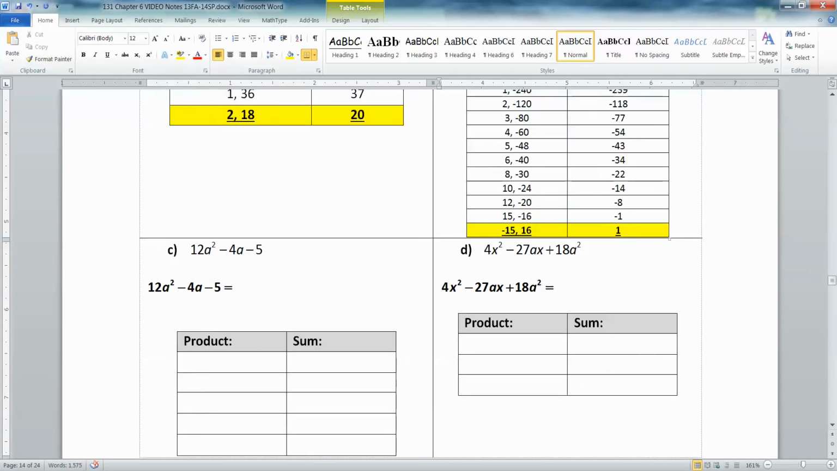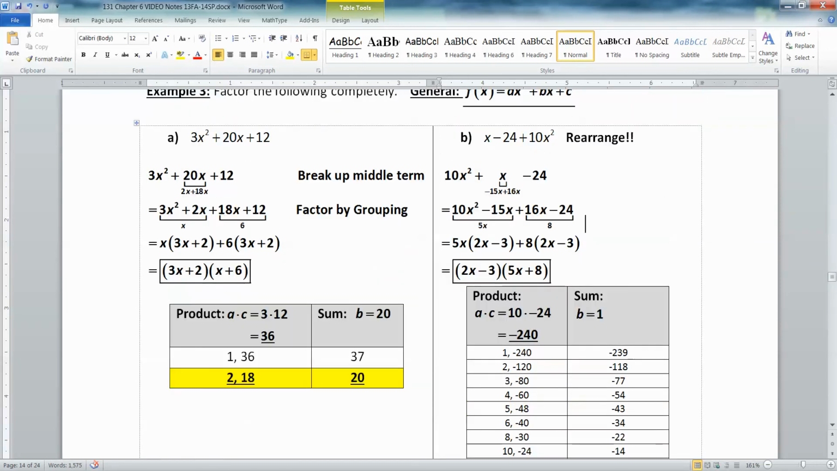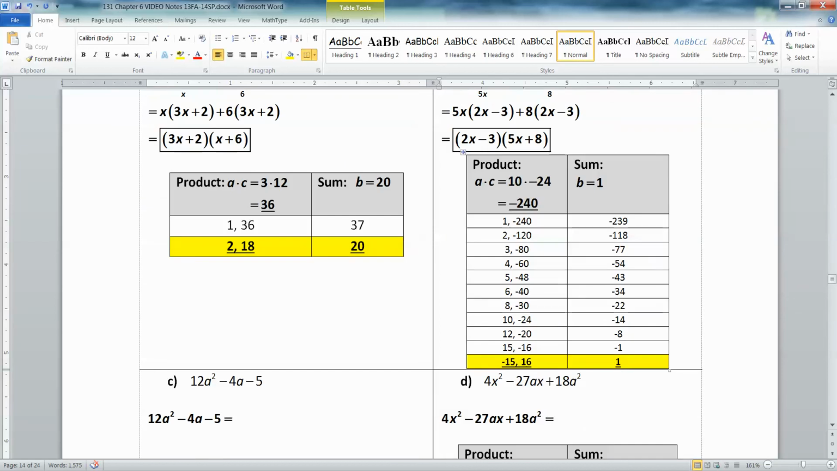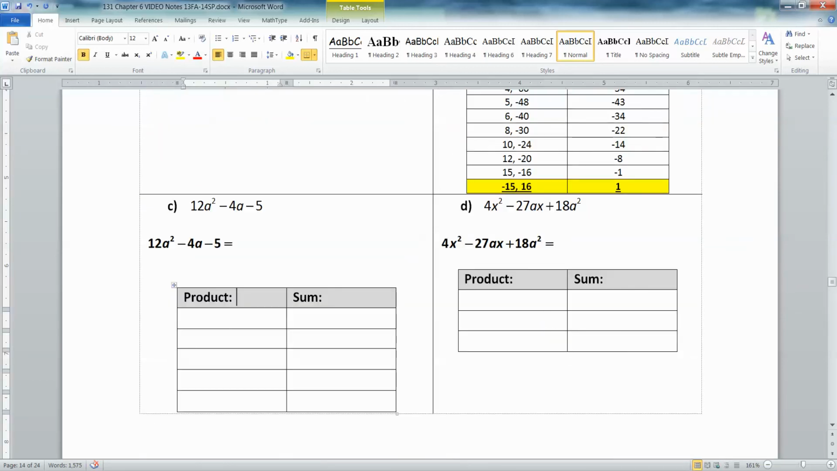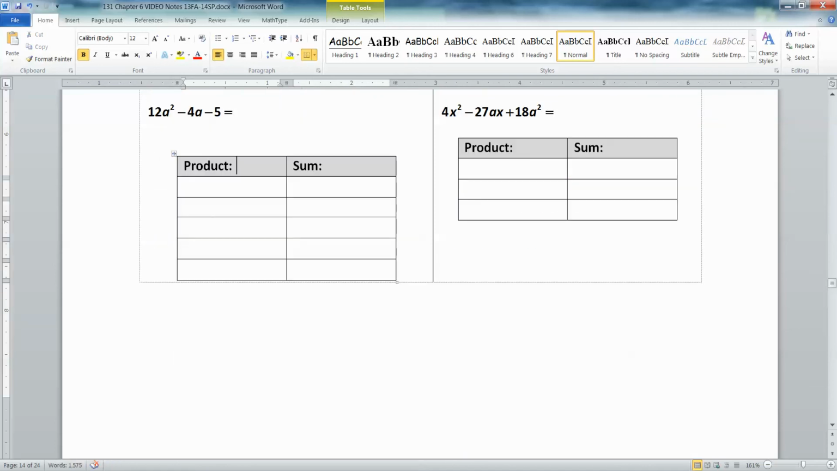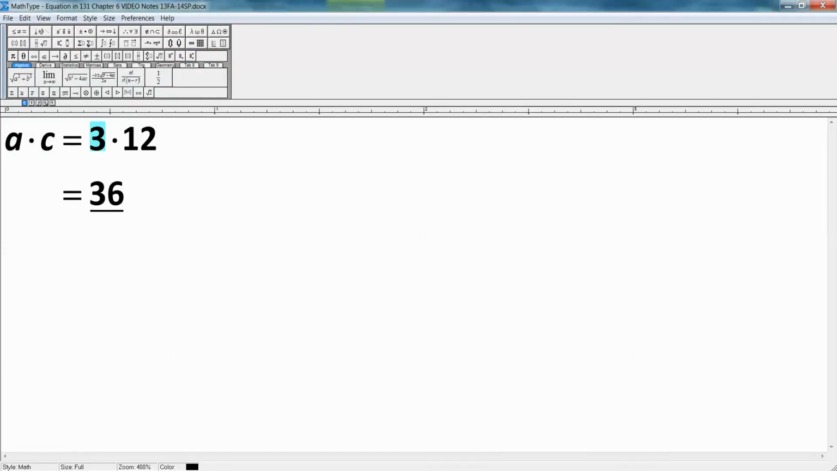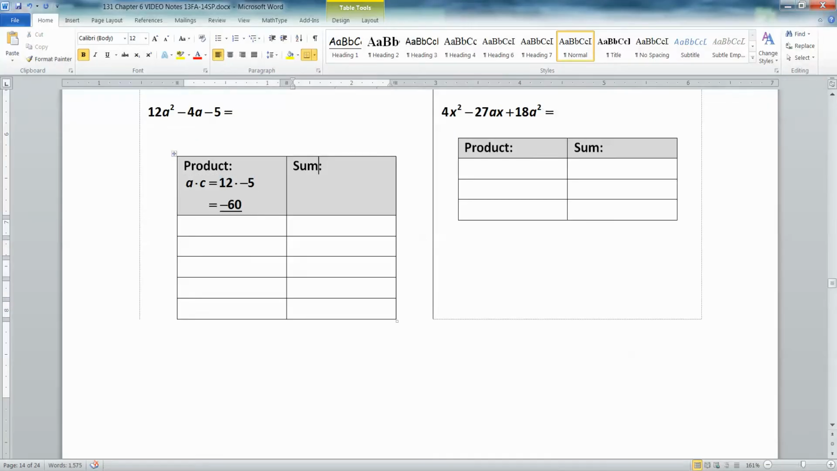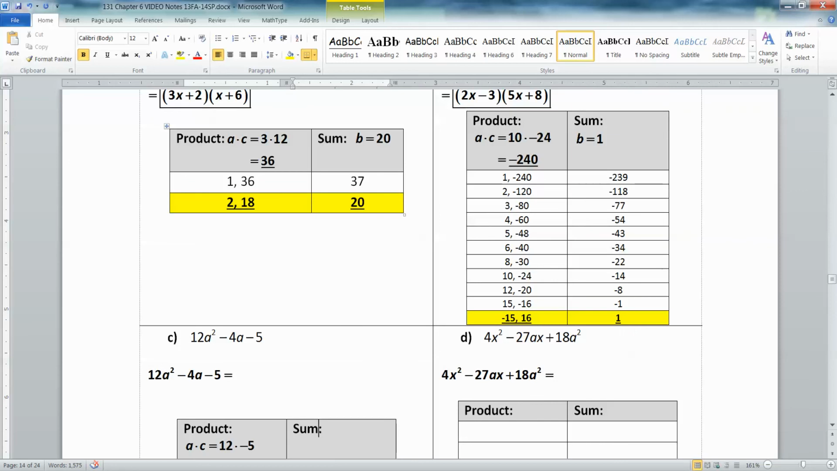All right, next one. And again, if you're the kind of student that can figure that out without all that work, so be it. However, this work will mean you will always know whether something was factorable or not. It will never let you down. It might be tedious, but it won't let you down. All right, so let's do the next one. Product is going to be a times c, which is 12 times negative 5, which is negative 60. So I've got to multiply to negative 60, but I've got to add to b, which equals negative 4.